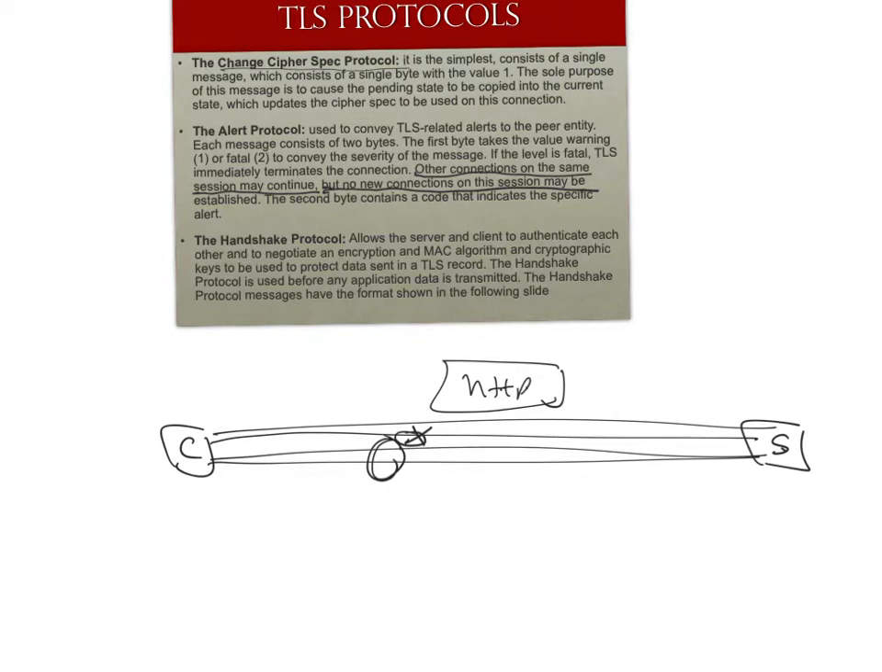So we understand now that fatal error means that all the current connections where the alert is reported have to be cut immediately. Parallel connections may continue, but future connections may not be established. That's what that means, right?